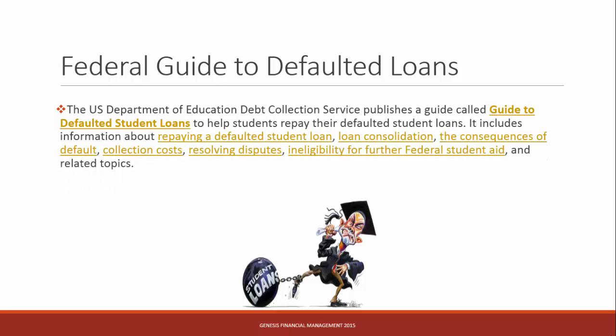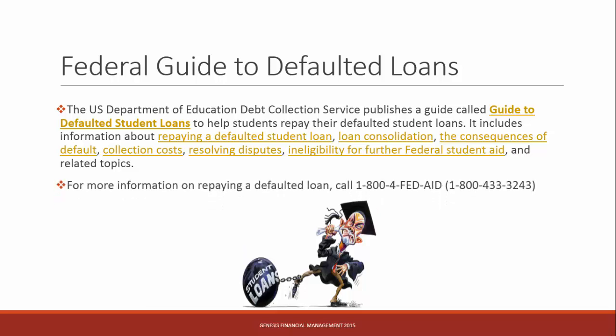Federal Guide to Defaulted Loans. The U.S. Department of Education Debt Collection Service publishes a guide called Guide to Defaulted Student Loans to help students repay their defaulted student loans. It includes information about repaying a defaulted student loan, loan consolidation, the consequences of default, collection costs, resolving disputes, ineligibility for further federal student aid, and related topics. For more information on repaying a defaulted loan, call 800-4-FED-AID, or you can call us at 877-202-9246. That number, 877-202-9246, and we can also give you more information on defaulted student loans.